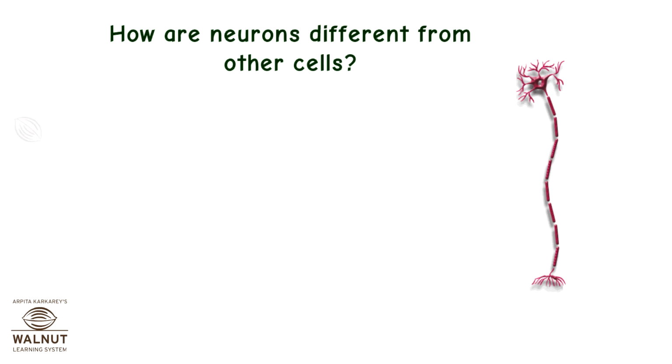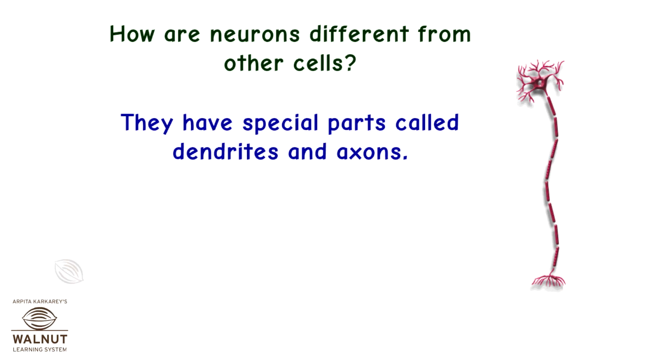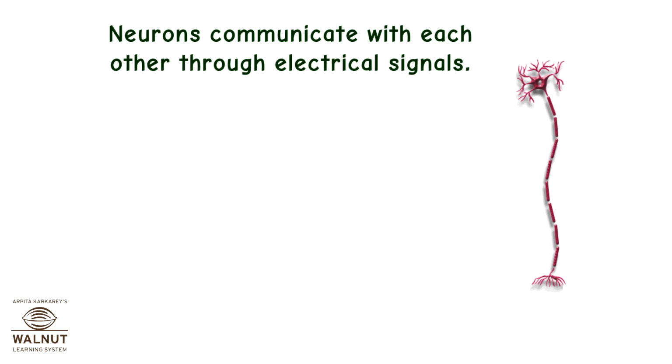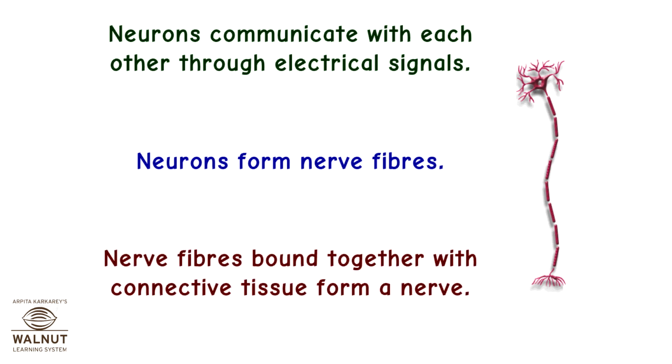How are neurons different from other cells? They have special parts called dendrites and axons. Dendrites bring electrical signals and information to the cell, and axons take electrical signals and information away from the cell. Neurons communicate with each other through electrical signals. Neurons form nerve fibers. Nerve fibers bound together with connective tissue form a nerve.